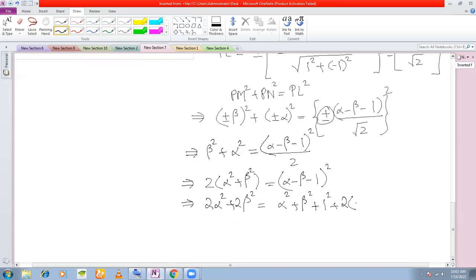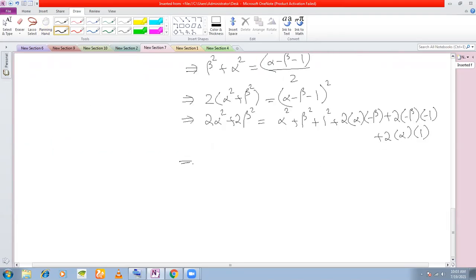plus twice ab, plus twice bc, plus twice ca. Okay, so you get here 2 alpha square plus 2 beta square is equal to alpha square plus beta square plus 1 minus 2 alpha beta minus 2 beta plus 2 alpha. That is what you get.